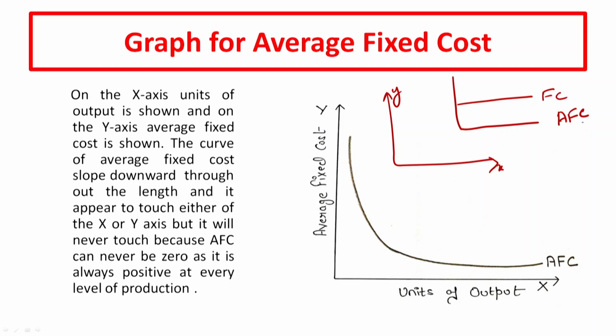y-axis, x-axis, output. This is your average fixed cost, and it will look like this. It appears that it is going to touch the x-axis or the y-axis, but it will never touch any of the axes, because fixed cost can never be zero, because it remains constant. So average fixed cost can never be zero.